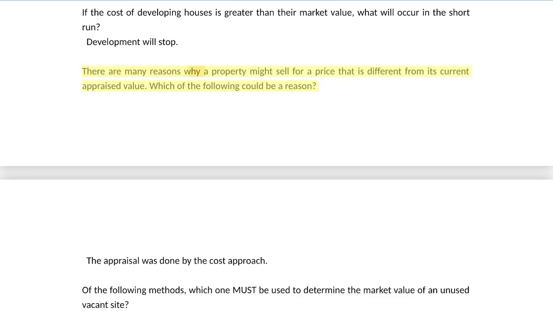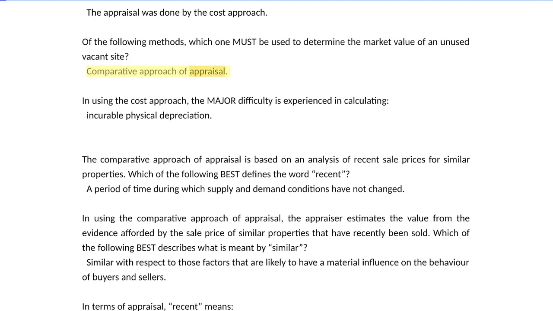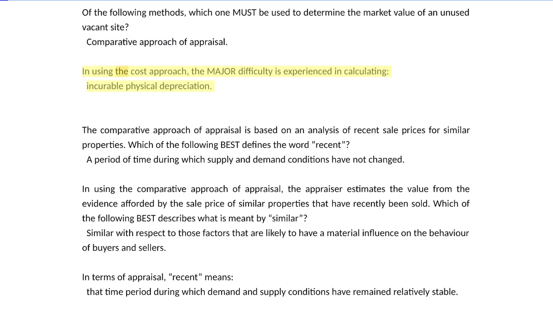There are many reasons why a property might sell for a price that is different from its current appraised value. Which of the following could be a reason? The appraisal was done by the cost approach. Of the following methods, which one must be used to determine the market value of an unused vacant site? Comparative approach of appraisal. In using the cost approach, the major difficulty is experienced in calculating incurable physical depreciation.